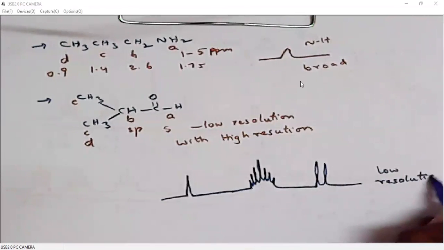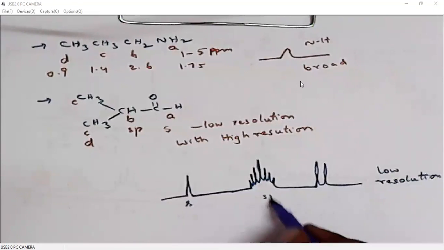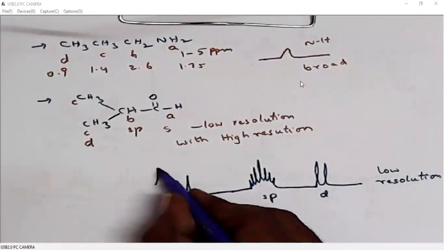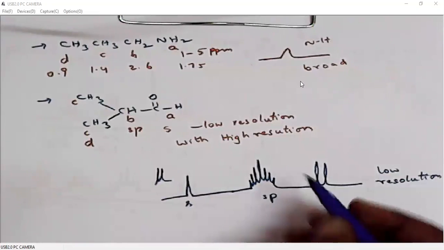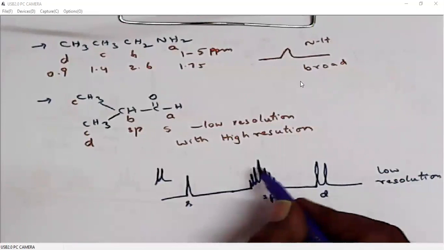But when we look at the high resolution, it is singlet, septet, doublet. With high resolution, this peak appears as a doublet. All these 7 peaks will appear as a doublet of septet.